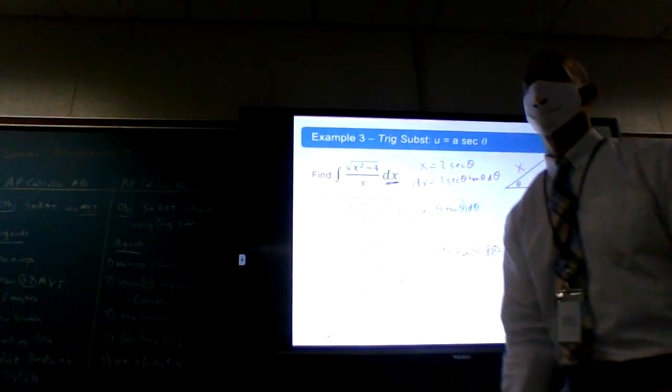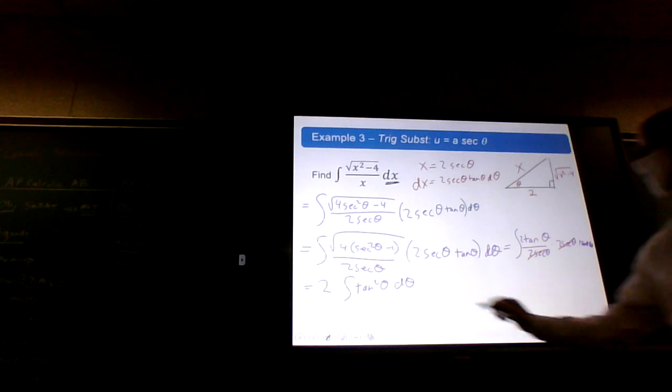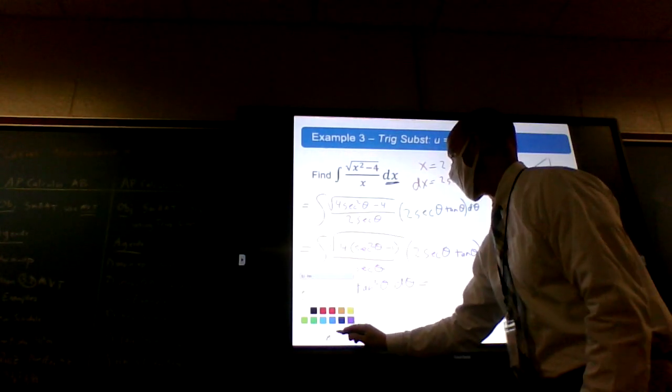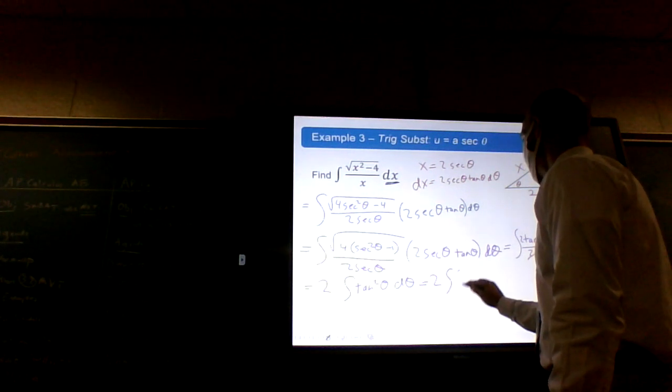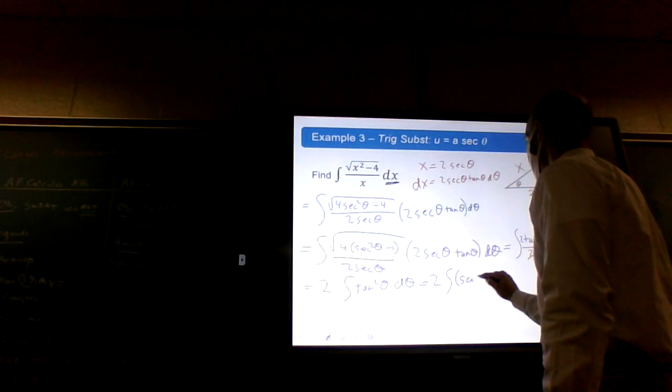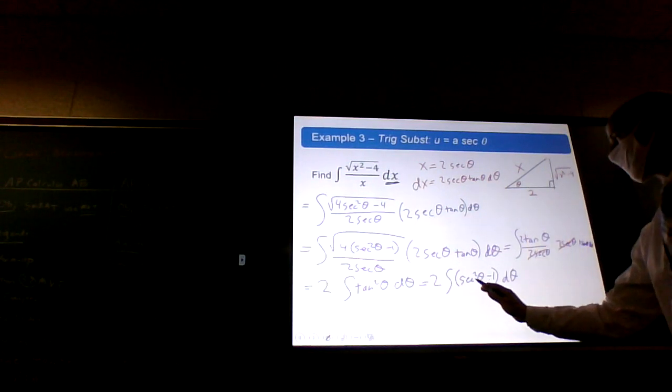Now this is one of my favorite parts of this problem. You're probably thinking, well, there's no integral for tangent squared. Hey guys, what's tangent squared equal to then? Secant squared minus 1. There is an antiderivative for secant squared, and there is an antiderivative for 1. So this then becomes 2 integral of secant squared theta minus 1 d theta. We can now integrate.